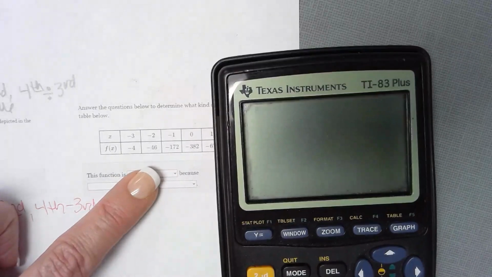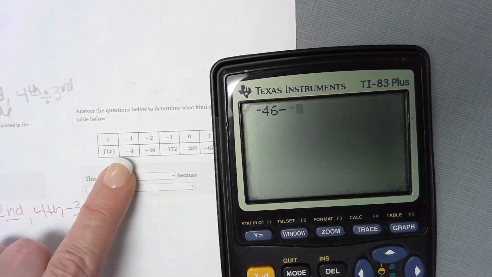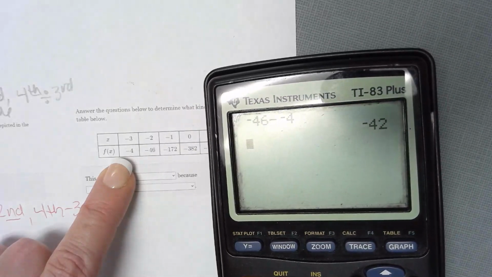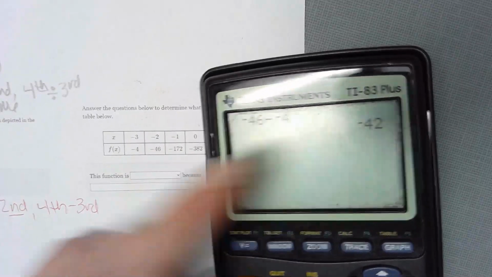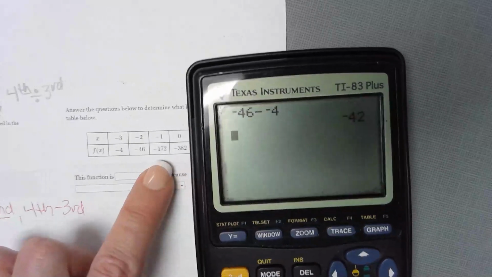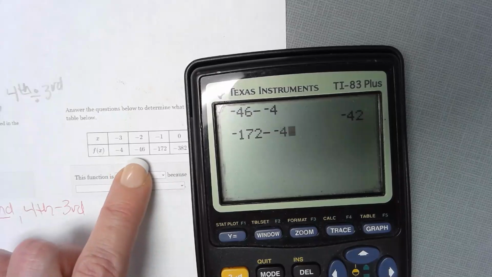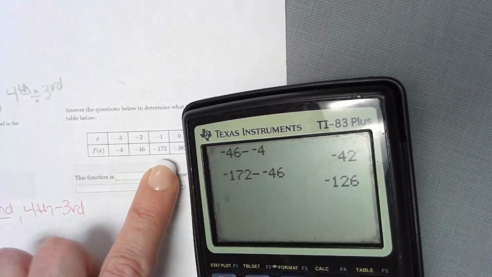Let's take a difference. Second term, negative 46 minus the first term, negative 4. Let's check the next one. And y'all don't erase it. Just leave it there. Okay, third term, negative 172 minus the second term. Some of y'all aren't doing it with me. Some of y'all just looking. You're going to end up confused.